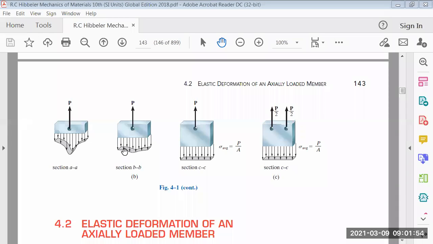You can see it's getting a little bit more uniform because the least at the edge is getting larger and the highest at the mid is getting, not to say smaller, but it's getting closer to the edge stress. And the farther we get from the load application, the more uniform the stress distribution becomes.